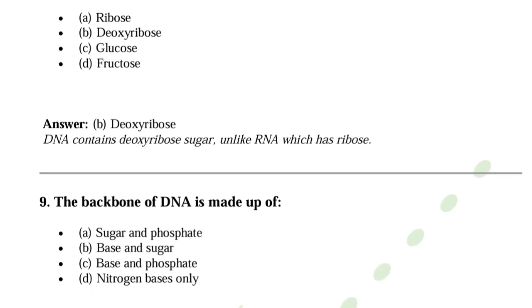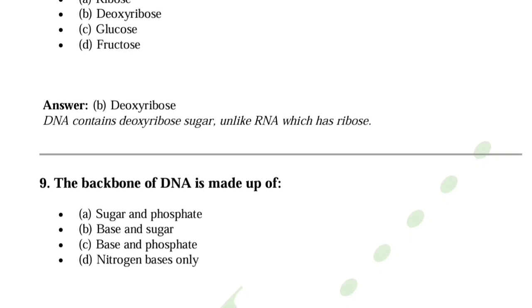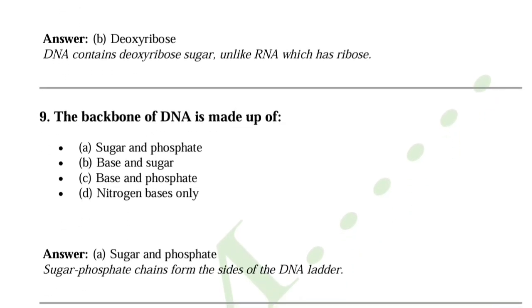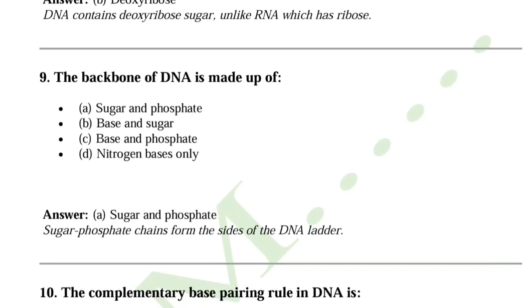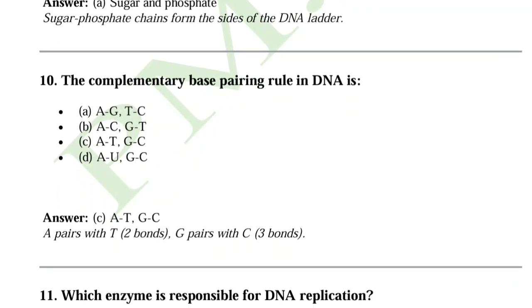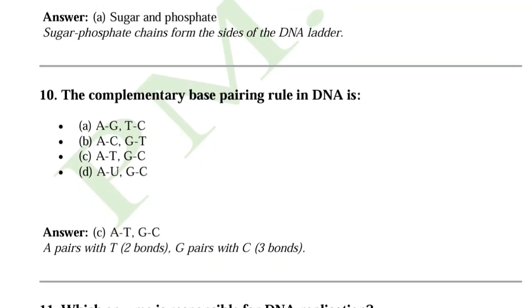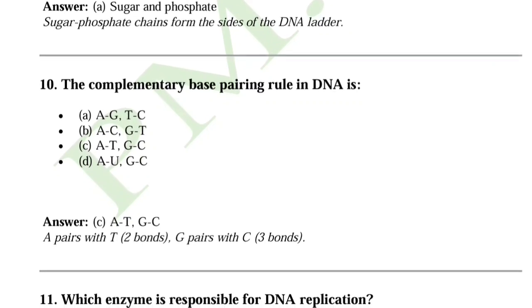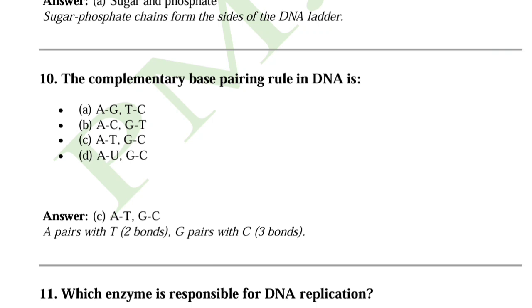Question number 9, the backbone of DNA is made up of. So the backbone of DNA is always made up of sugar and phosphate. So option A is correct. Sugar phosphate chains form the sides of the DNA ladder. Question number 10, the complementary base pairing rule in DNA is. We already discussed this. Adenine always pairs with thymine and guanine always pairs with cytosine. Okay, so option C is the correct answer. Adenine and thymine have 2 hydrogen bonds, and guanine and cytosine have 3 hydrogen bonds.